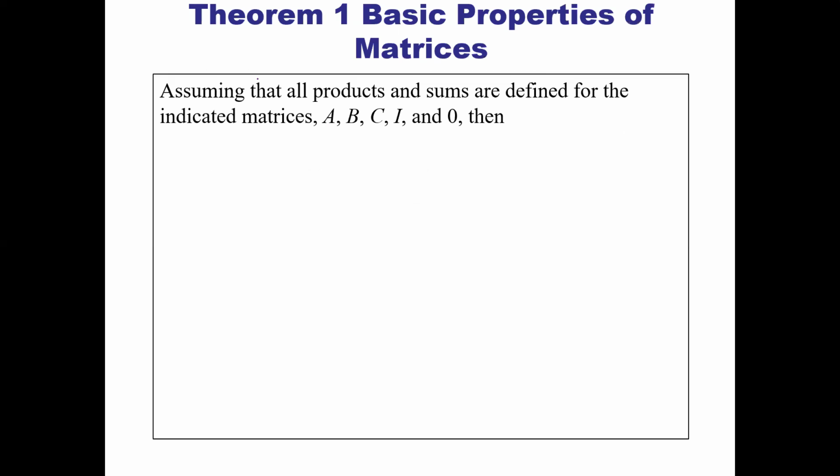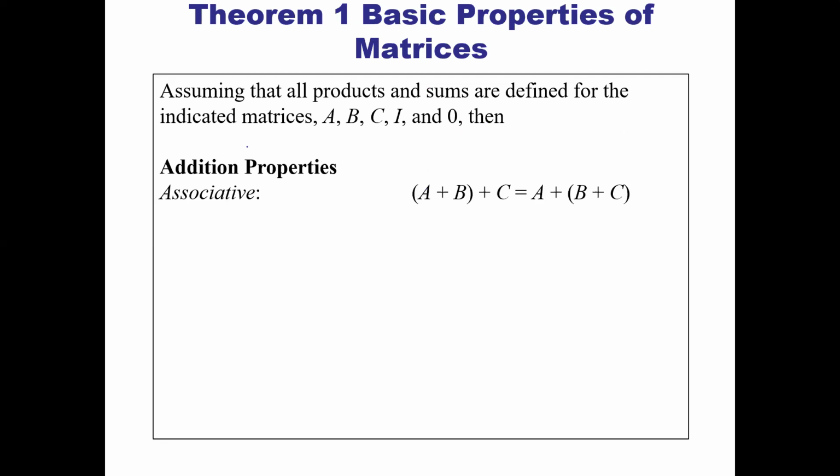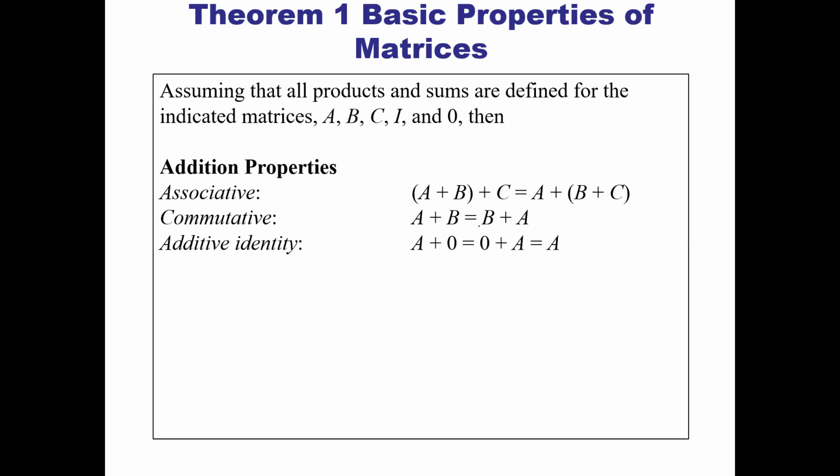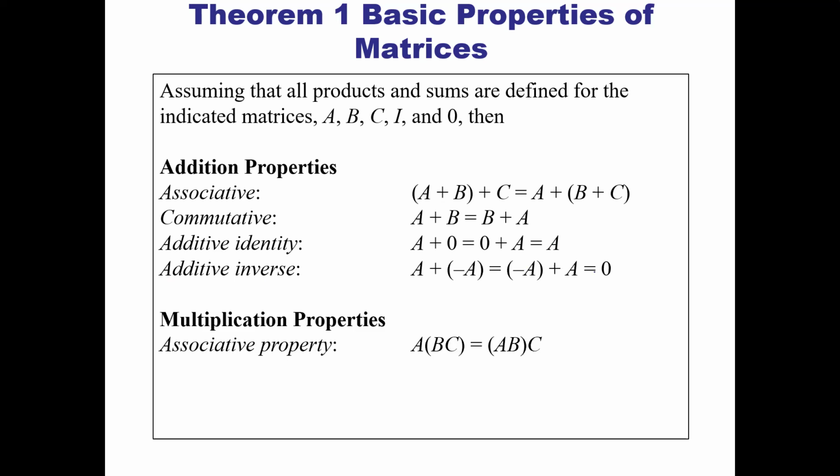Now, assuming that all products and sums are defined for the indicated matrices A, B, C, I, and 0, we have addition properties. Associative: A plus B, and then add C after that, is the same as A plus B plus C together. We have a commutative property, add both ways. Adding the zero matrix to A still gets A. Additive inverse: A plus negative A gives the zero matrix.